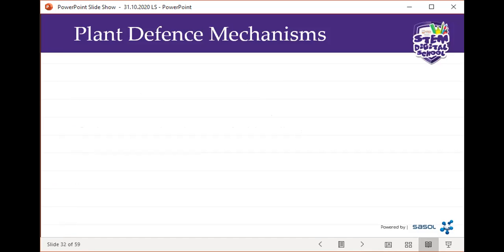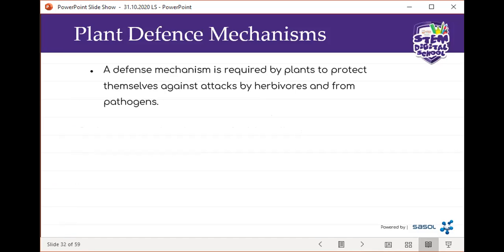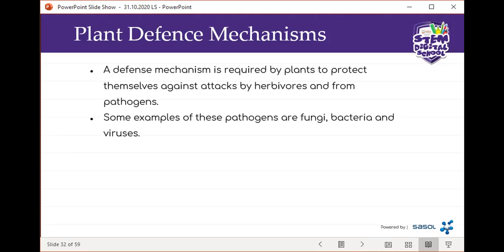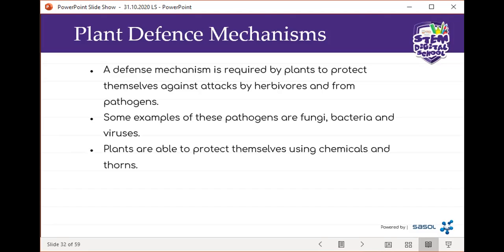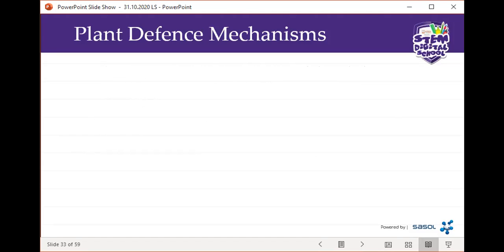Then we move on to plant defense mechanisms. Defense mechanisms are required by plants to protect themselves against attacks by herbivores as well as from pathogens. Some examples of pathogens are fungi, bacteria, as well as viruses. Plants are able to protect themselves using chemicals or thorns, so it either uses a chemical method or a mechanical method.